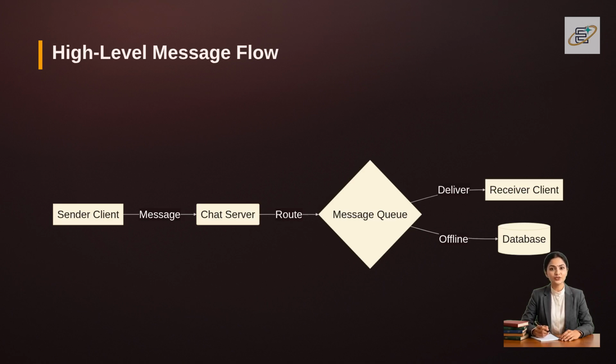If your friend is currently online, the queue instantly delivers the message directly to their receiver client, and their phone buzzes. But what if their phone is turned off or they have no internet? In that case, the queue routes the message into a temporary database. It stays safely stored there until they reconnect to the network.